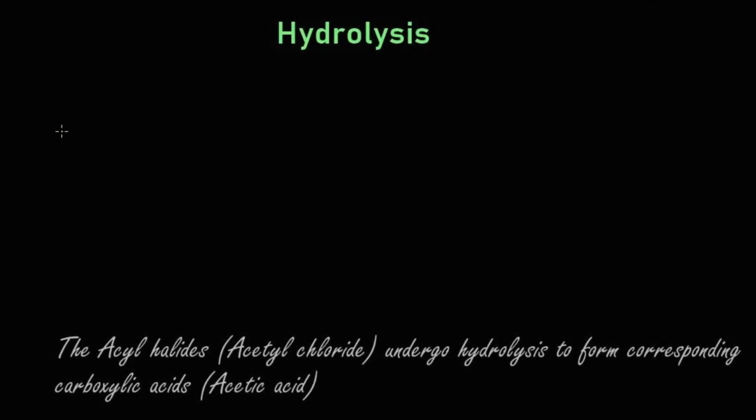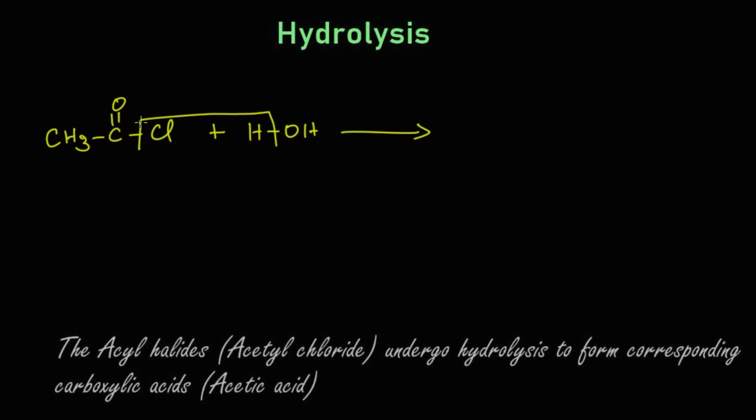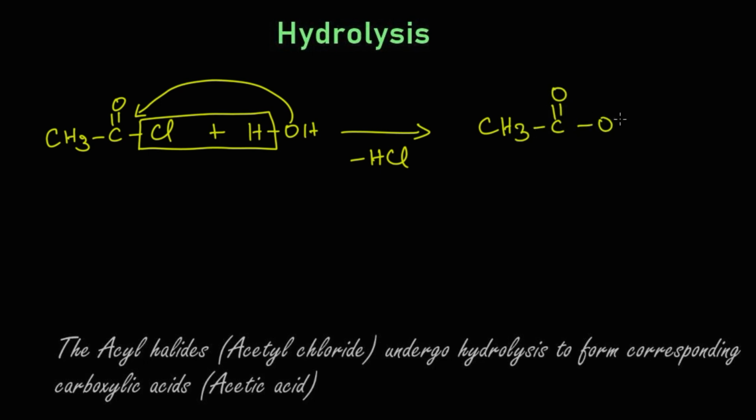Hydrolysis of acetyl chloride. CH3 C double bond O Cl. This is acetyl chloride. We are going to hydrolyze it, that is, we are going to add a water molecule to this, that is HOH, H2O. What happens during the reaction? The chlorine from the acetyl chloride and hydrogen from the water will leave as HCl. This OH will replace the chlorine. So we get its corresponding carboxylic acid, that is acetic acid, CH3 C double bond O OH.